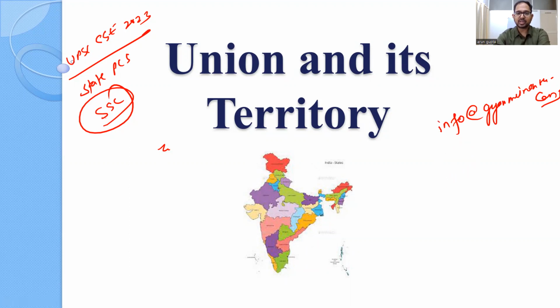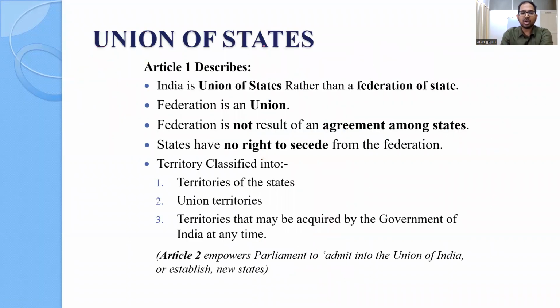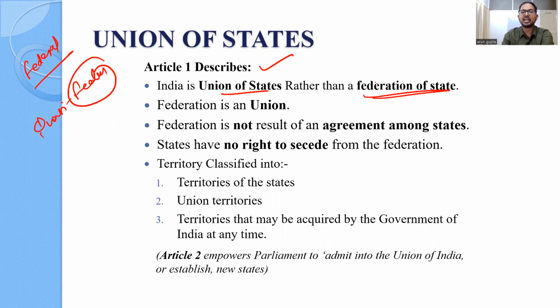So let's start today's video, Union and its Territory. Article 1 describes India as a Union of States rather than a federation of states. As we have discussed in the salient features of the Indian Constitution, India is not a perfect federal country, but a quasi-federal one due to some provisions. Hence, India is a Union of States rather than a federation of states.